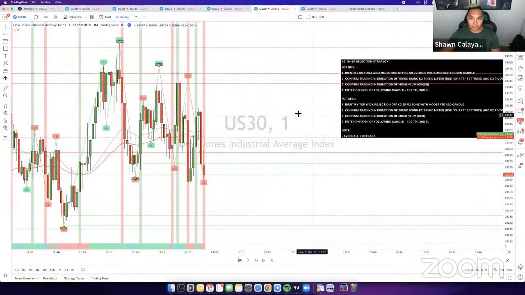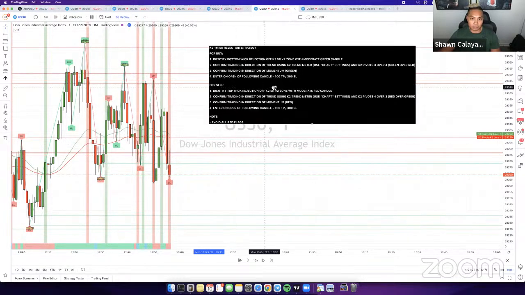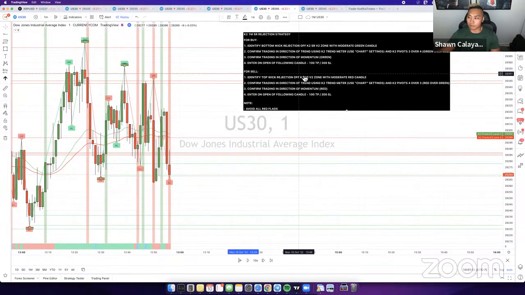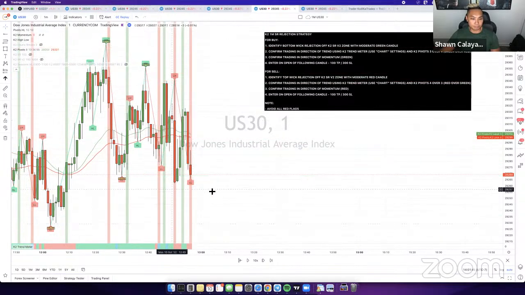So just going off this right here, I already know there's going to be a sell here because I can see the trend meter is red. Looking at the requirements here for the K2 SR rejection strategy, for the sell here, you want to identify a top wick rejection of the K2SR V2 zone with a moderate red candle. To identify that, you want to turn on your K2SR V2 indicator right here.